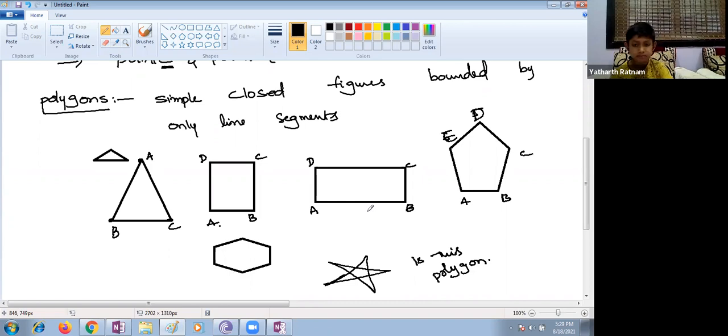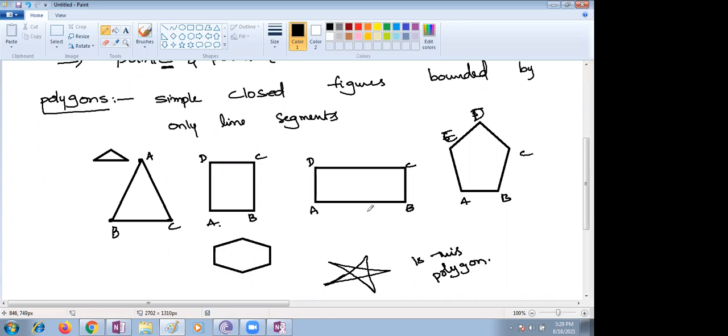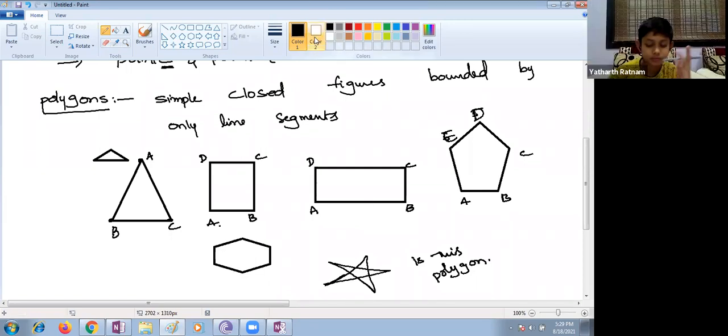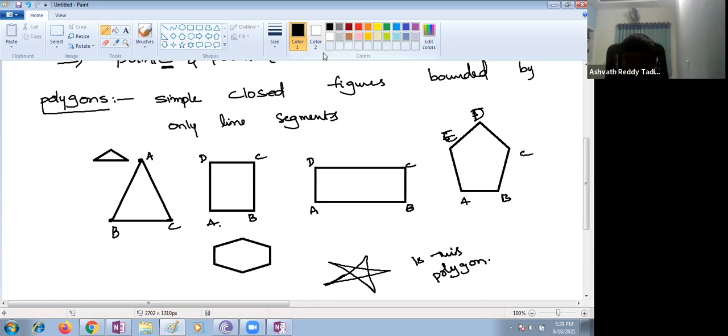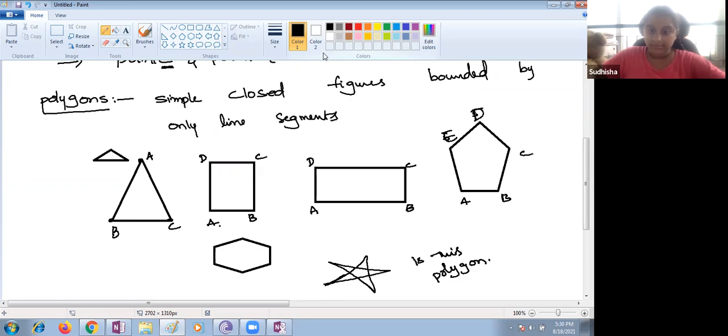Ma'am, I drew it, ma'am. Yes, children, did you draw the picture? Yes, ma'am, we drew it. Jaydeep, are you able to see? Ma'am, one minute, ma'am. I'll just draw, ma'am. Yes, the next one. Sudisha.